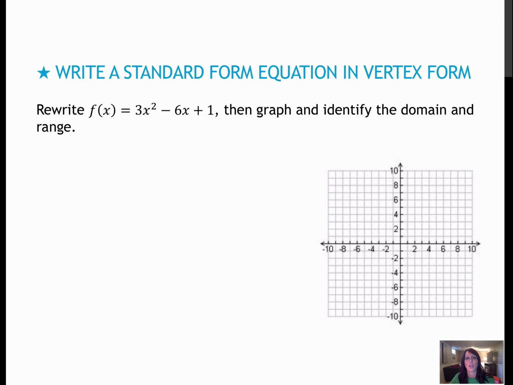Go ahead and try this one on your own, so press pause, work through the entire question, including the graph, and then press play to check your work.